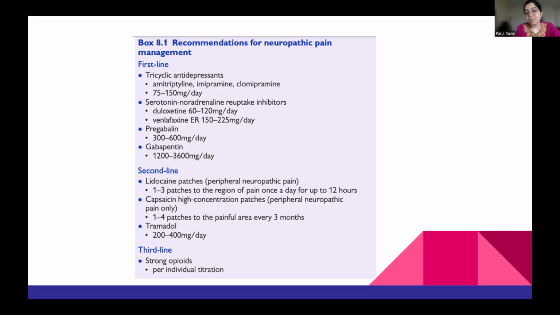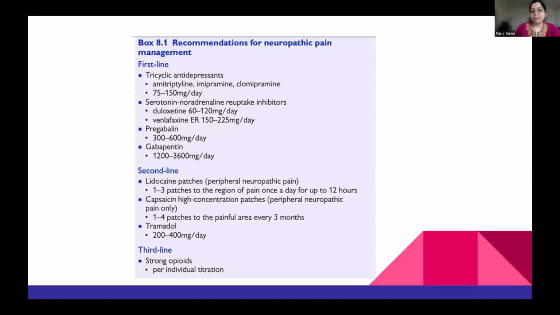In the second line, we have lignocaine patches. They are specifically recommended for post-herpetic neuralgia. We can use 1 to 3 patches on the region of pain once a day for up to 12 hours. Capsaicin can also be used as high concentration patches, but is only recommended for peripheral neuropathic pain. And in the second line, we also have tramadol.